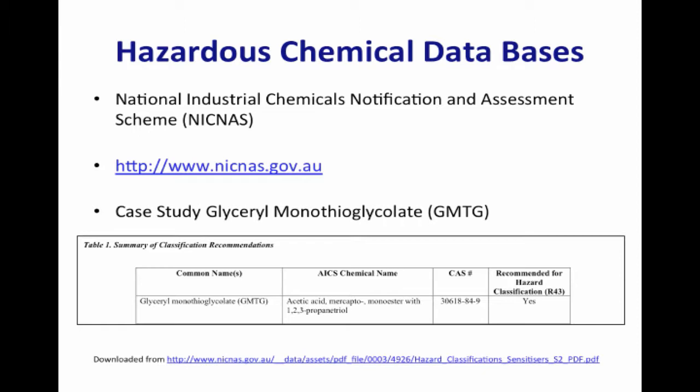This includes a chemical called glyceryl monothioglycolate, or GMTG. Glyceryl monothioglycolate is a chemical commonly found in perming solutions and used in hairdressing salons. GMTG has been classified as hazardous in the European Union. However, it wasn't classified as hazardous until our policy work. Now, as a result of our efforts, it is also classified as hazardous in Australia and has the classification of R43, which is a skin sensitizer.